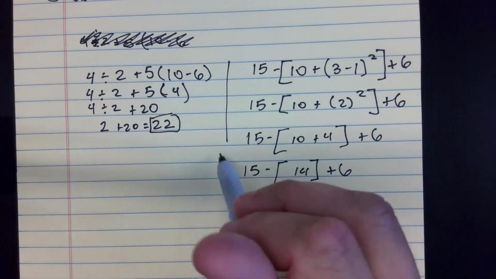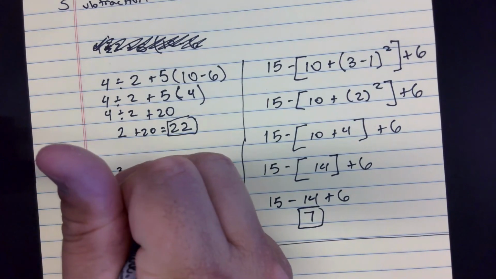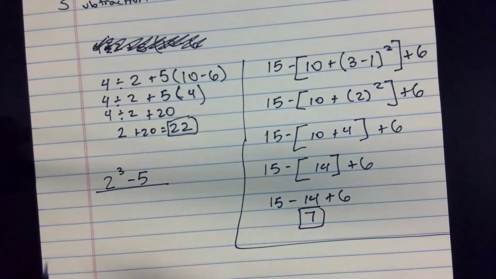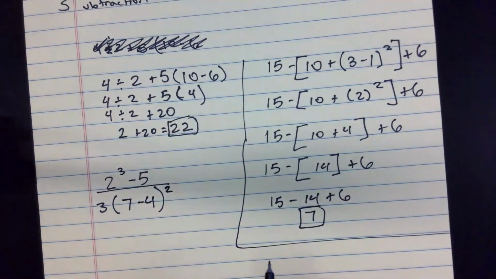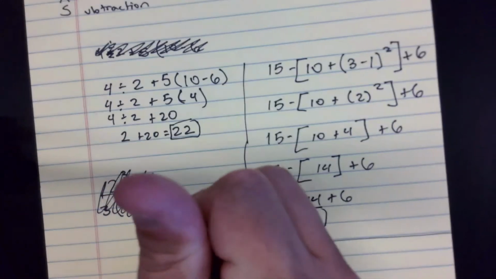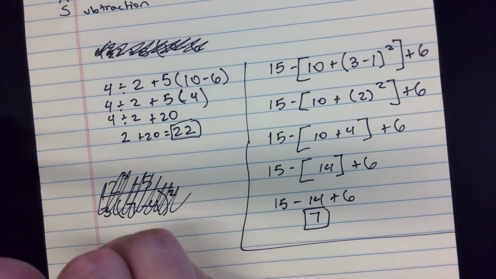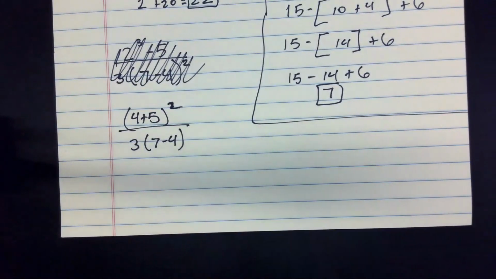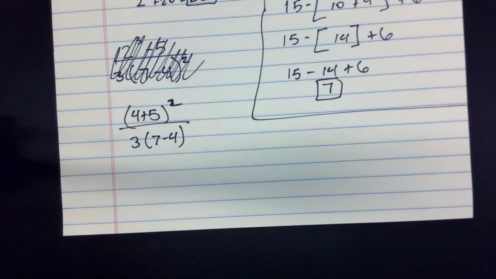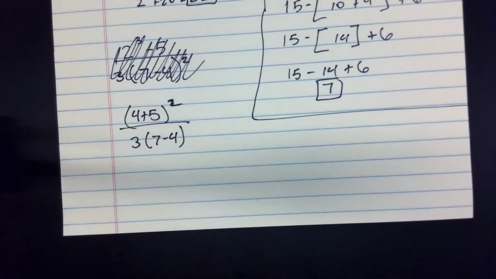All right, let's do another. Here, I'm going to let you guys try one on your own. So if you have a piece of paper on you, try this. I just want to see who knows how to do this one. That's definitely not going to come out whole. Hey, that's not your problem. Ignore that problem. Right there. That's 4 plus 5 squared over 3 times 7 minus 4.